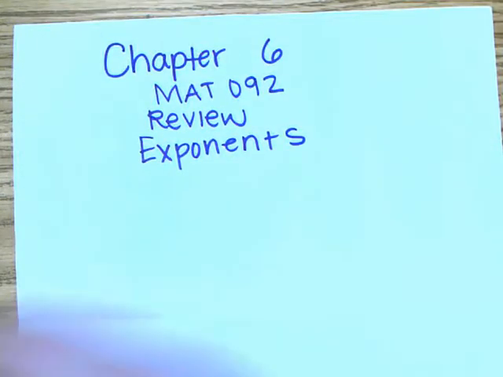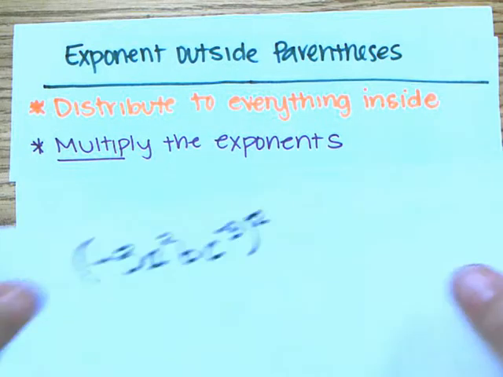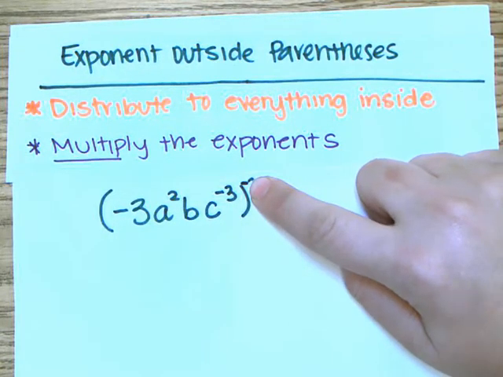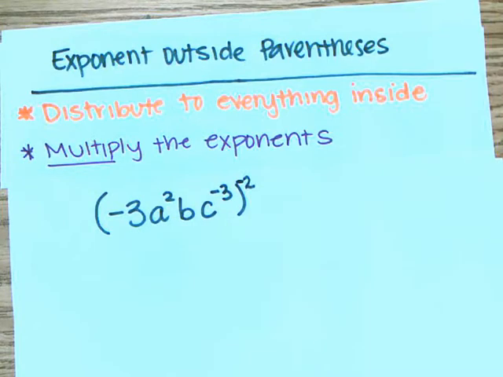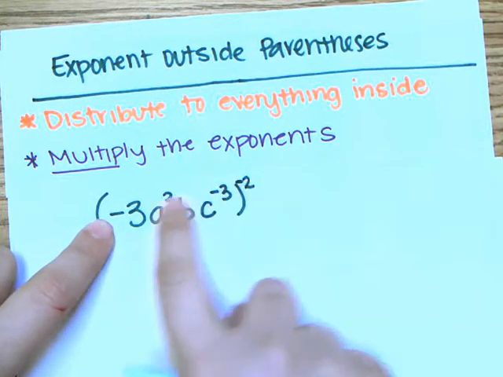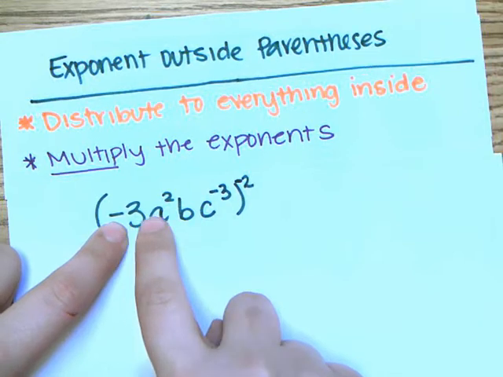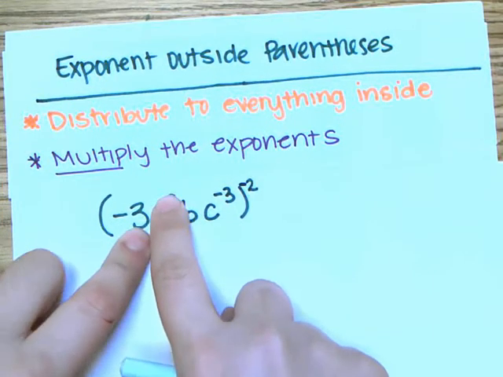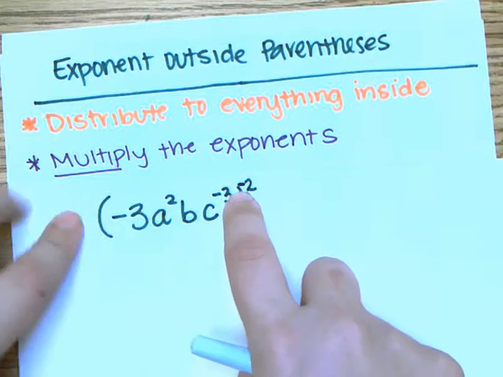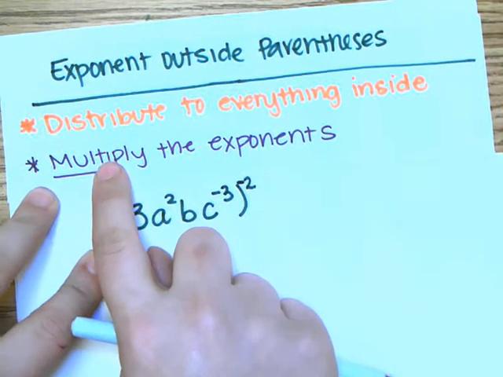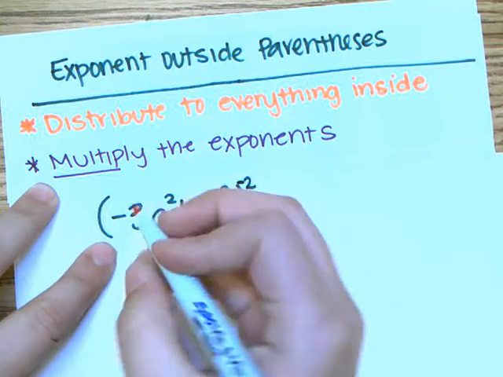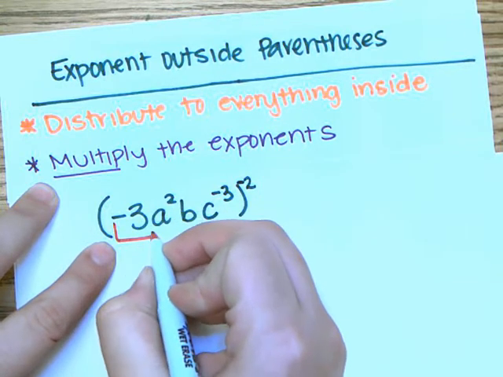Okay. Our next rule is if we have an exponent outside parentheses like this. So we have a negative 2 on the outside here. So we are going to distribute this negative 2 to everything, to the negative 3, to the a squared, to the b, and to the c, and also c to the negative 3. And the rule is if there's exponents, you're going to multiply the exponents.